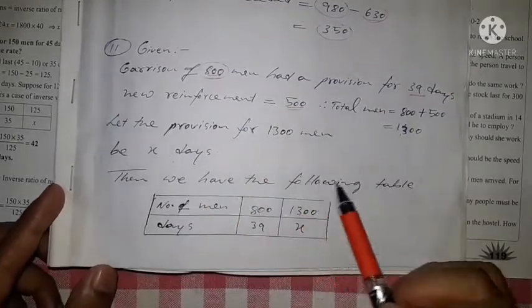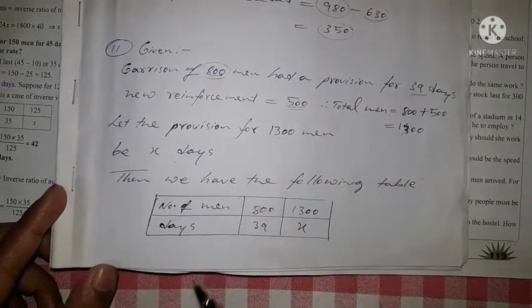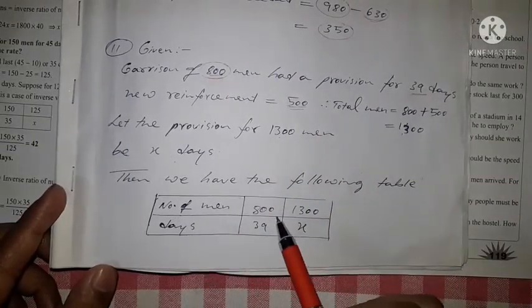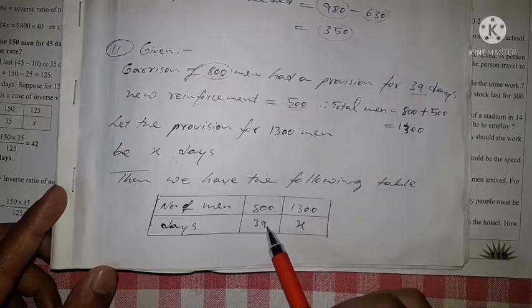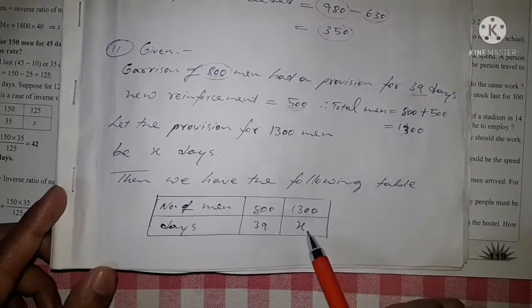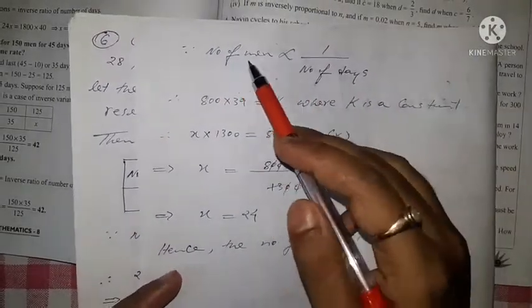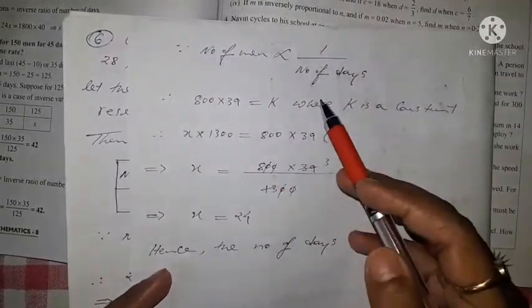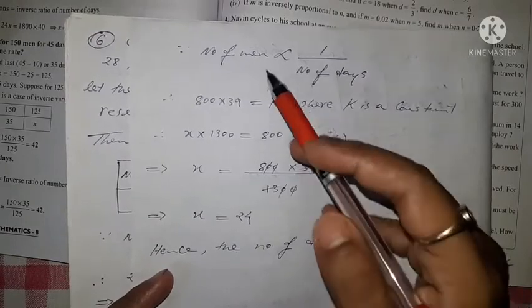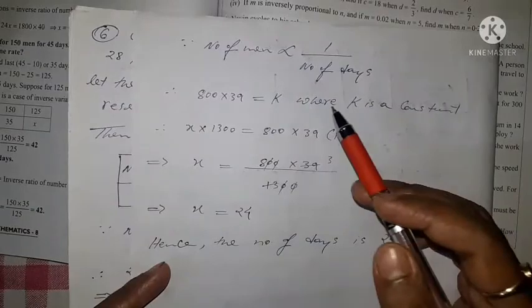Then we have the following table, that means we represent this situation in a table, with the number of men and days. When the number of men is 800, the food will last for 39 days. When the number of men is 1300, the food will last for X days. So obviously, the number of men is inversely proportional to the number of days. So obviously when the number of men is more, the number of days will be less.